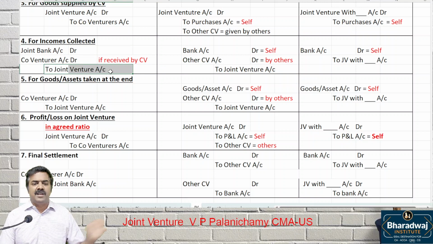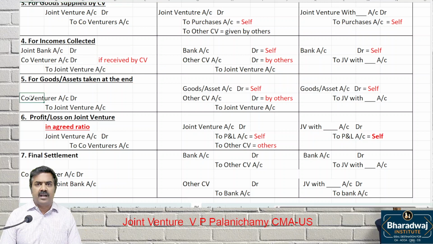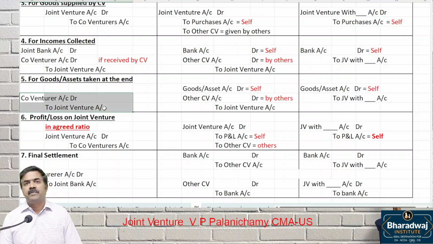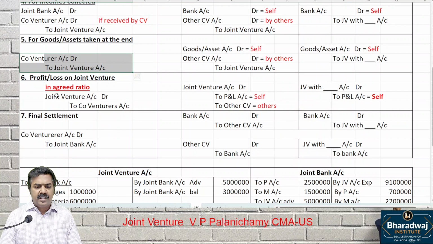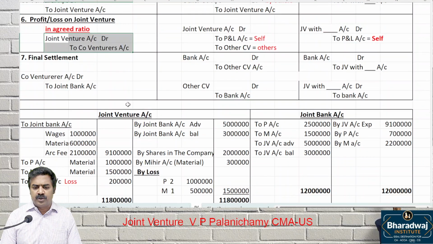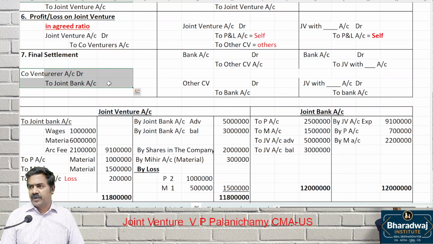Every expense, every income we debit and credit. Then for the goods taken at the end of the year, co-venturer account debit to which account? Joint venture account we pass. The profit or loss is transferred to co-venturers. At the end, the money is settled for them.